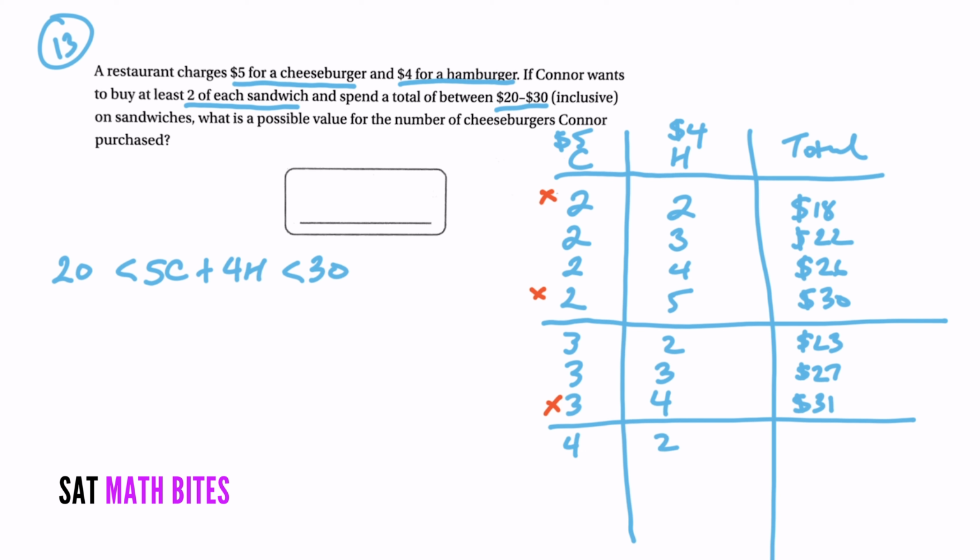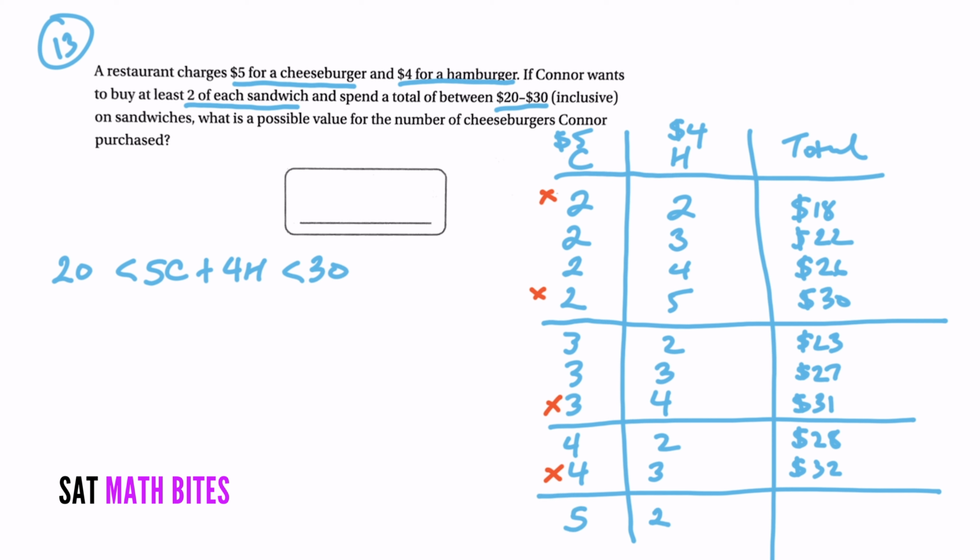If I increase the number of cheeseburgers to 4, I still have to purchase a minimum of 2 hamburgers. So that would be 5 times 4, which is 20, and 4 times 2, which is 8. So that would be $28. That's possible. But as soon as I increase it to 3 hamburgers, it would be $32, and that's too much. So that's wrong, but 4 cheeseburgers is possible.